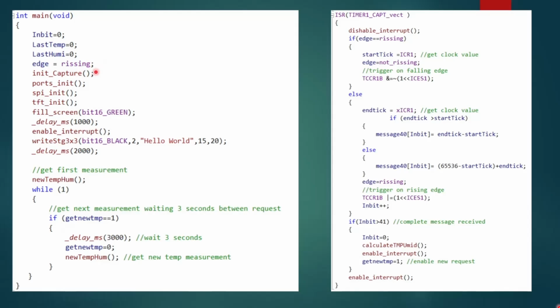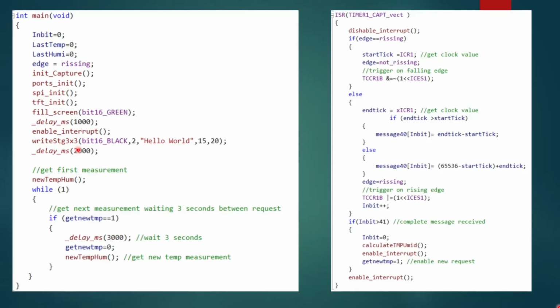So in the main, we're going to call something rising edge, because that's where we start. And then we're going to initialize our capture, our ports, SPI and TFT. We need to initialize that because those are programs that we included for our display. Next, we're going to fill up the screen in color green. Wait 1000 seconds. We're going to enable our interrupts, and then we're going to write in black hello world.